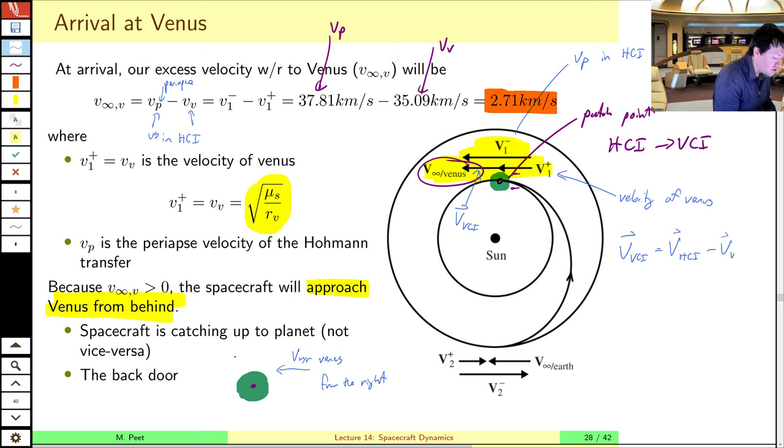Anyway, so approaching from the right, which is otherwise known as the back door. Right? Because it's sort of the back, it's the negative side. We're approaching Venus from behind. So that's important. We're catching up with Venus. Venus is going slower than us. That's why we're approaching Venus from behind, or it appears that we're approaching Venus from behind, from the perspective of Venus.